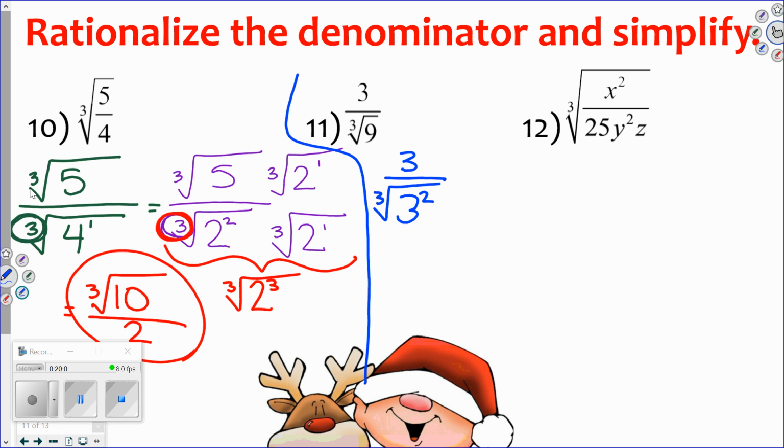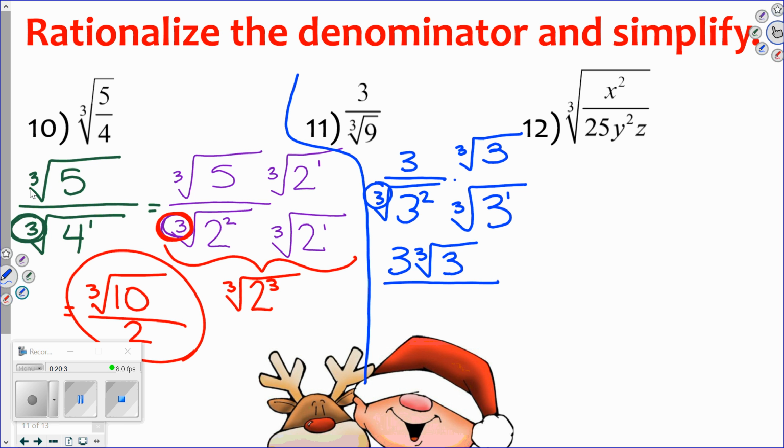How many 3's do I need to make it perfect on the bottom? I need one more, because my index is 3 and I only have 2. 3 squared and 3 to the first gives me 3 to the third. If I multiply the bottom, I also have to multiply the top. So on the top, I have 3 times the cubed root of 3. Maybe I'll go an extra step here. This gives me the cubed root of 3 cubed, and the cubed root of 3 cubed is just 3. So I have 3 times the cubed root of 3 over 3.